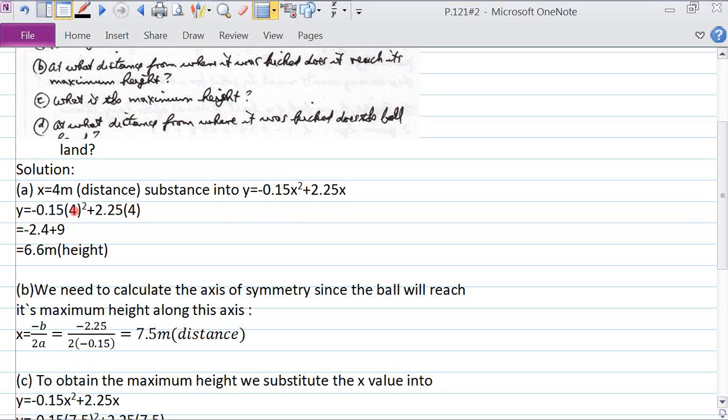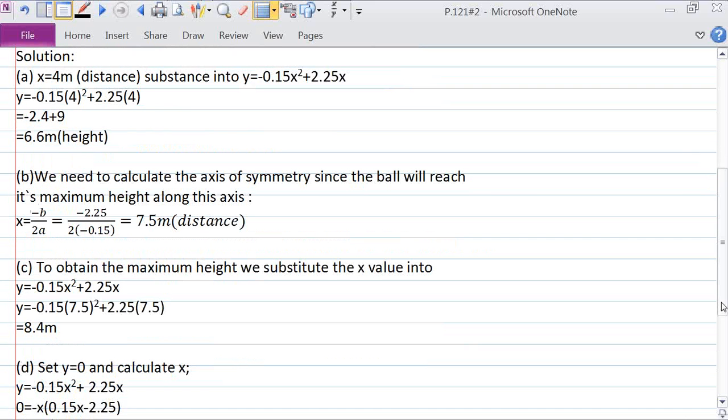So if you work this out, 4 squared is 16. 16 times minus 0.15 is minus 2.4. And 4 times 2.25 is 9. You can do those on your calculator. So minus 2.4 plus 9 gives you 6.6. So 4 meters from where it is kicked, the ball will be 6.6 meters high.